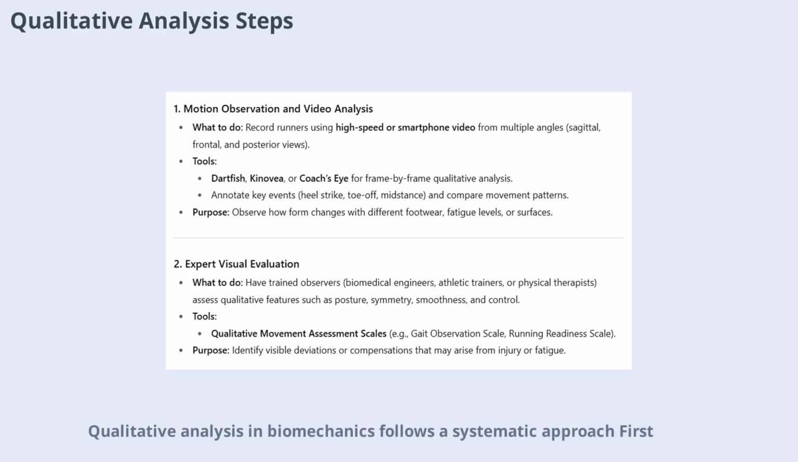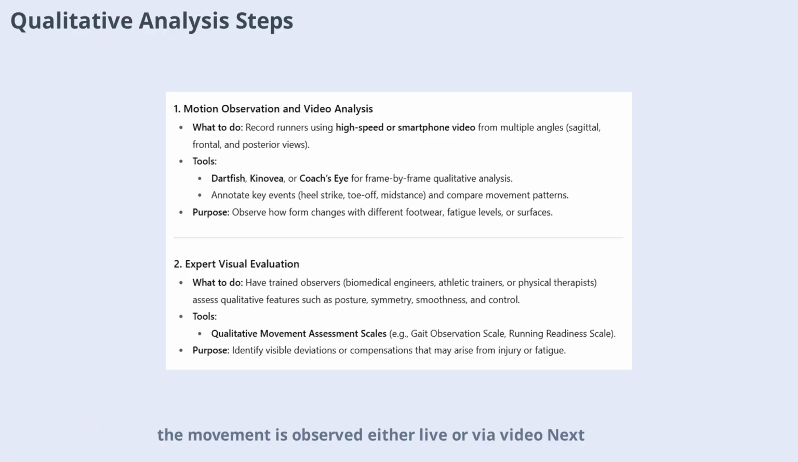Qualitative analysis in biomechanics follows a systematic approach. First, the movement is observed, either live or via video. Next, the movement is broken down into phases such as takeoff, flight, and landing in a jump. Each phase is analyzed for key characteristics like joint angles or timing. Finally, the findings are interpreted to identify strengths, weaknesses, or potential injury risks.